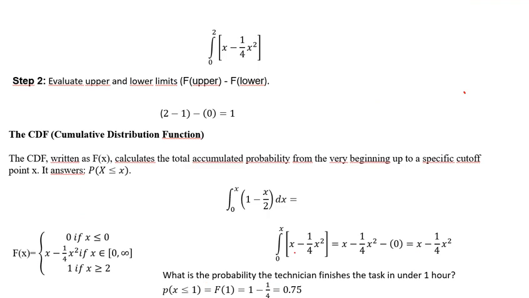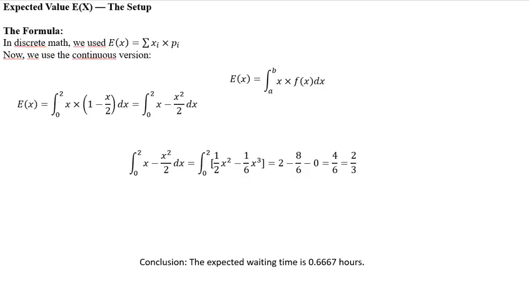Now let's see how to find the expected value and the variance. So let's start with the expected value. For a discrete random variable, we used E[X] equals the sum of x times p, which is the PMF, or the probability mass function.